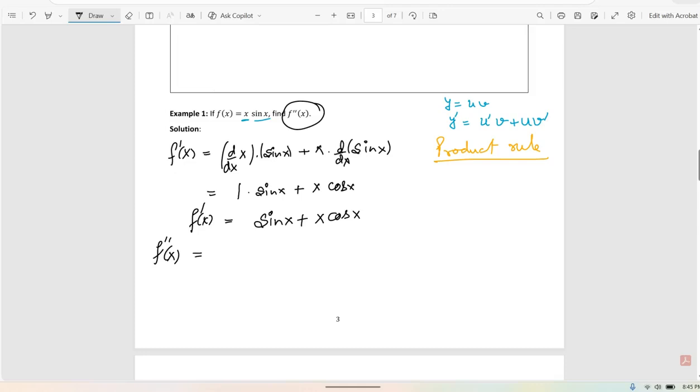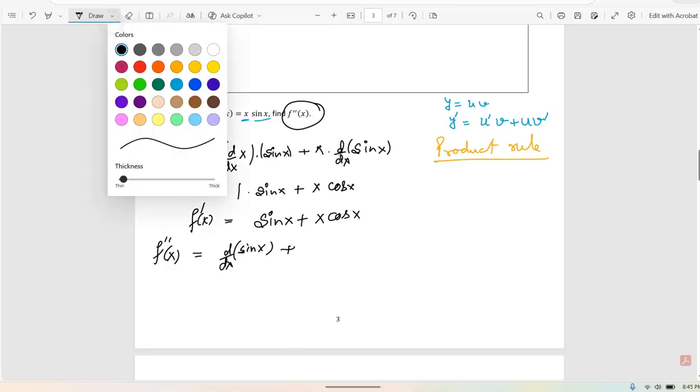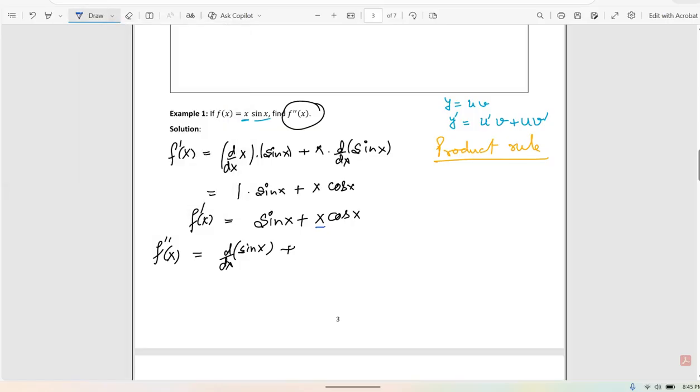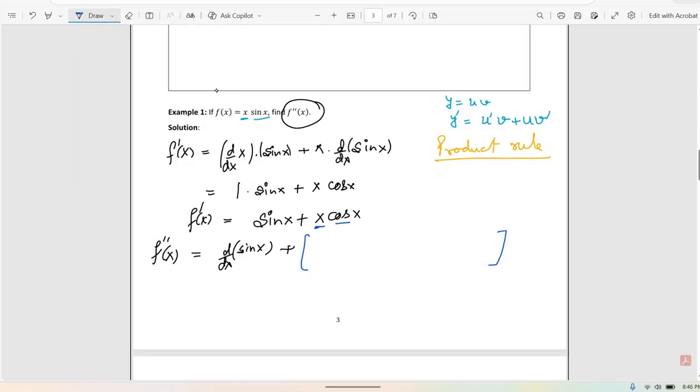Okay, we just learned the derivative of sine x plus this again is product. So we're gonna do this here. Derivative of x times cosine x plus x times derivative of cosine x. This is again product rule.